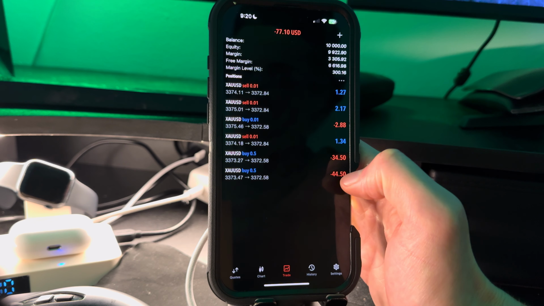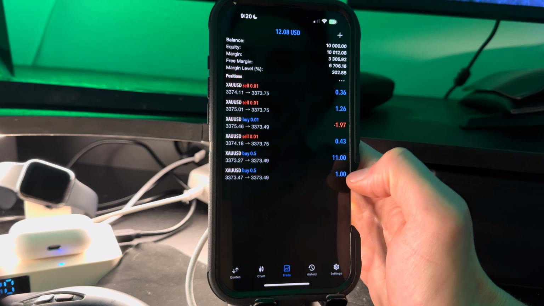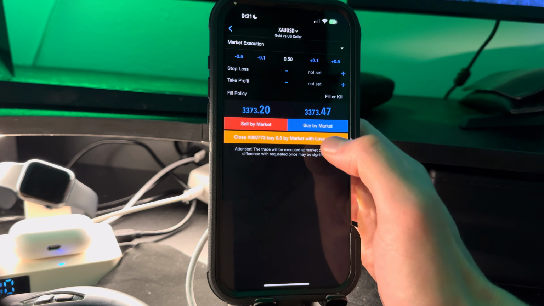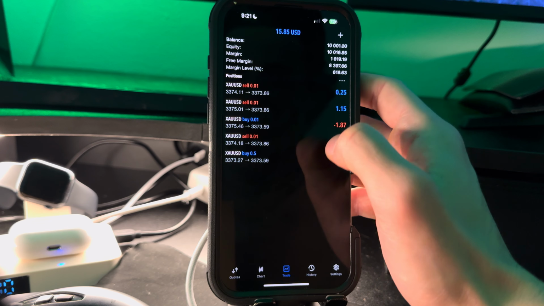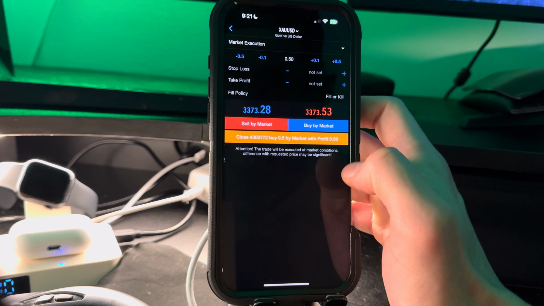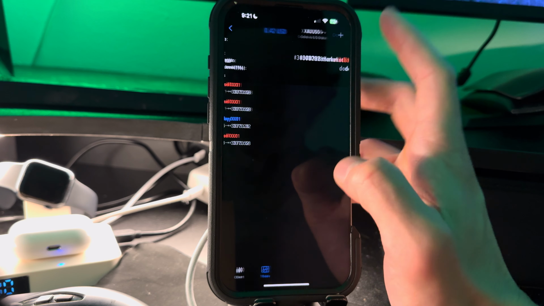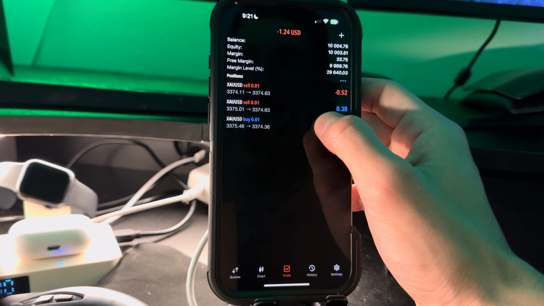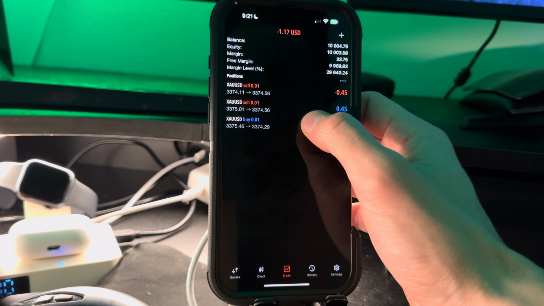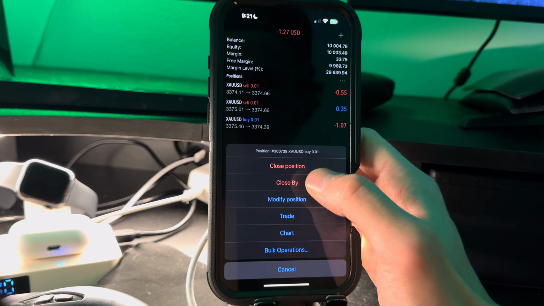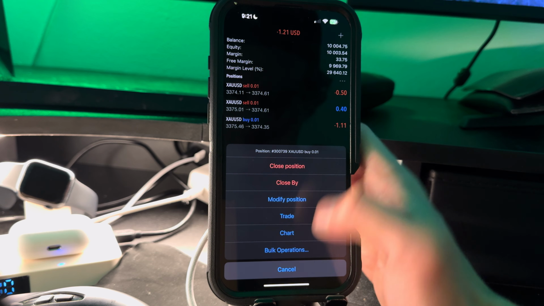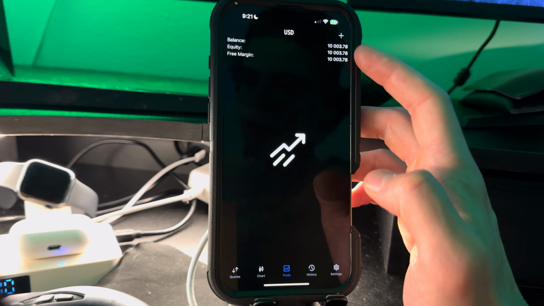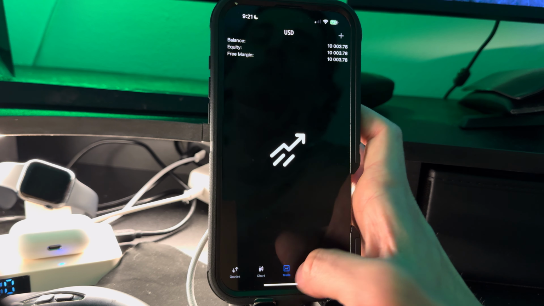All right, let's see if it'll pull in some profit. There you go. Okay, so if you want to close, simple as that. Swipe. Look, let's close this one in profit. It'll say close. Boom. Swipe. Close. Or I think you could just hold down and click. I think there's bulk operations, close all positions, and it'll just close them all. And look at that. Boom, we actually ended up with some profit.